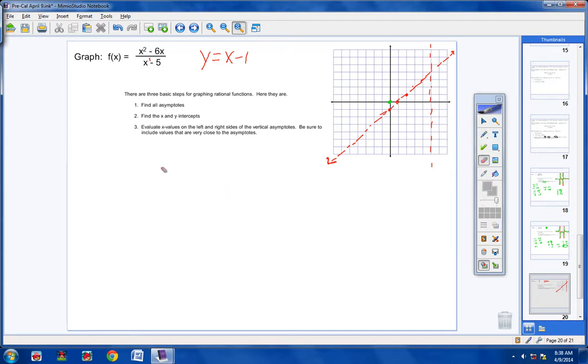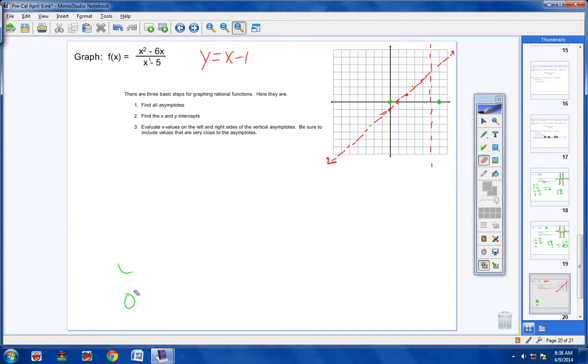Now let's find your X-intercept. Remember the shortcut that I taught you? For your X-intercept, you take the numerator, x squared minus 6x, and you set it equal to 0. Well, let's factor out an x, and we're left with x minus 6. So for this group here, I would get 0. For this group here, a positive 6. So my X-intercepts are at 0 and 6. There we go.